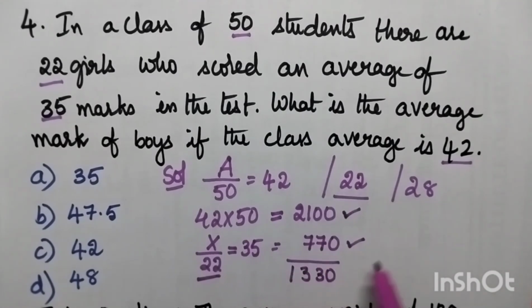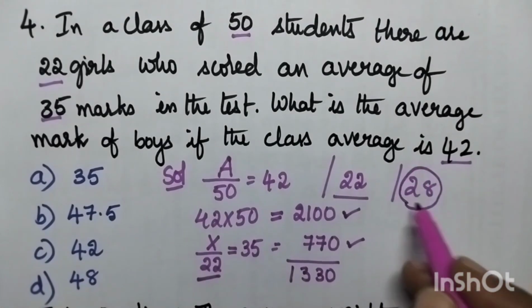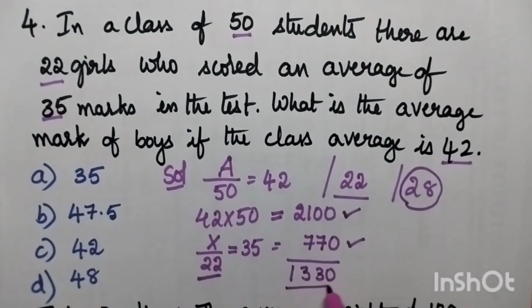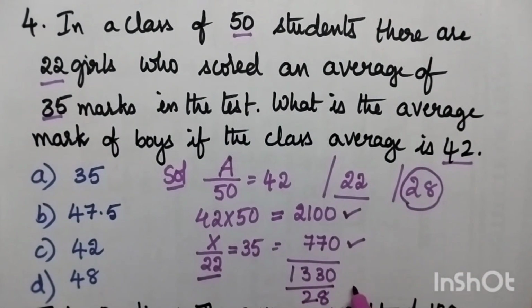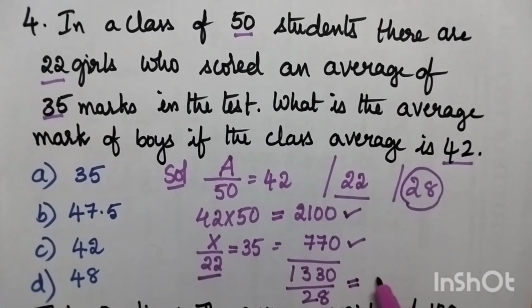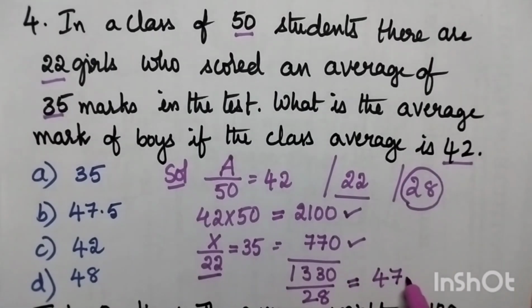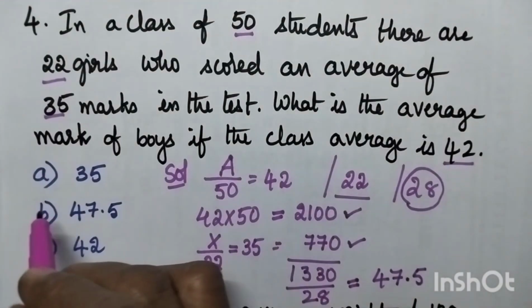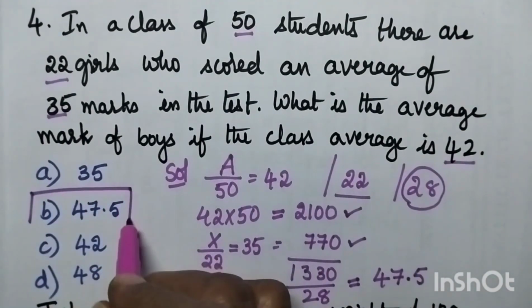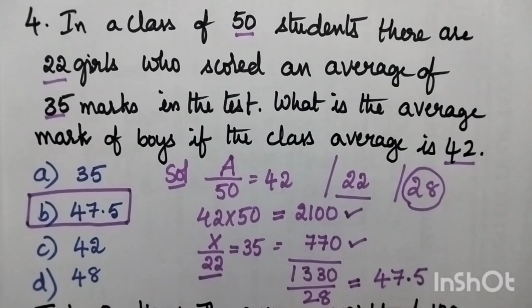And this is the total score of boys, that is 28 boys. So 1330 divided by 28 is equal to 47.5. Hence the right answer is option B, which is equal to 47.5.